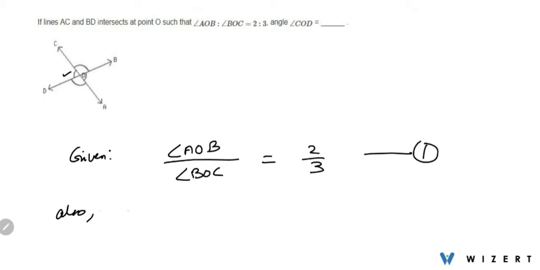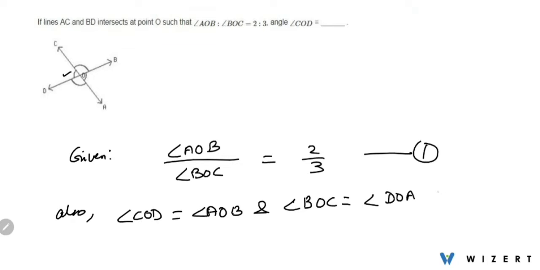And also we know that angle COD will be equal to angle AOB. Similarly, angle BOC will be equal to angle DOA because these are vertical opposite angles, and vertical opposite angles are equal. So these angles are equal.